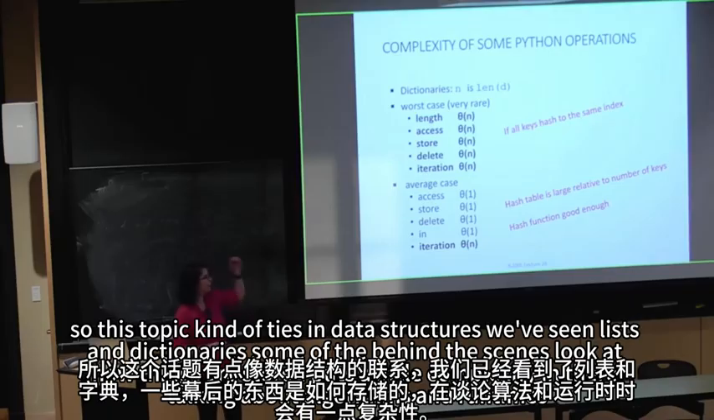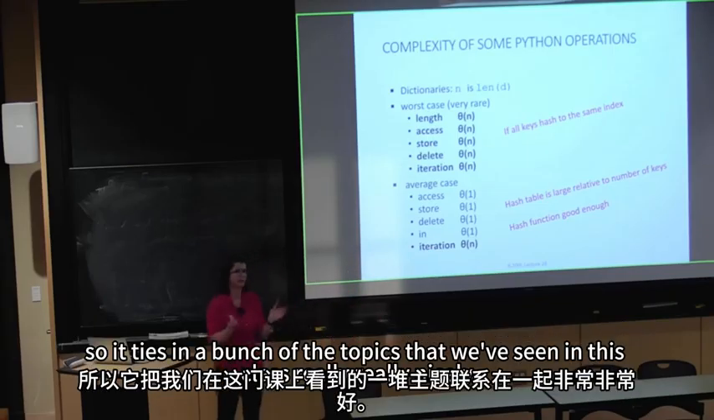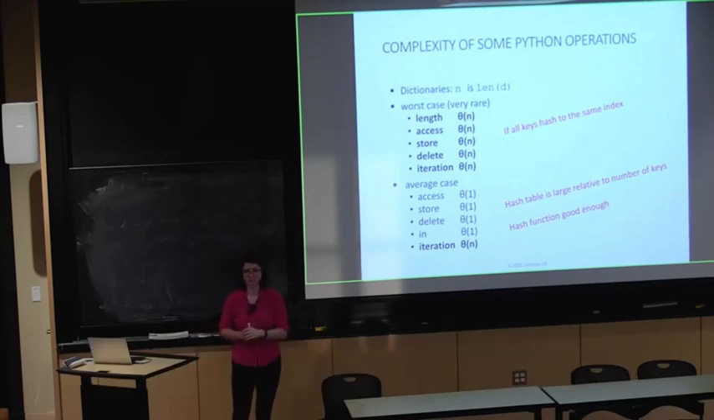So this topic ties in data structures we've seen, lists and dictionaries, some of the behind-the-scenes look at how things are stored, and puts a little complexity in there, talking about algorithms and runtime. So it ties in a bunch of the topics that we've seen in this class really nicely.